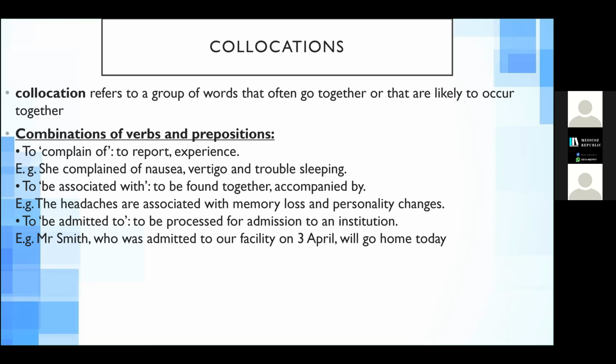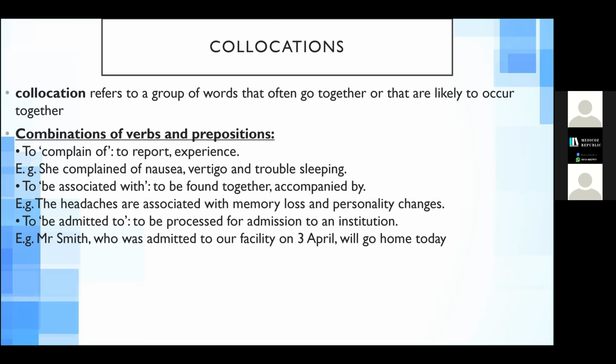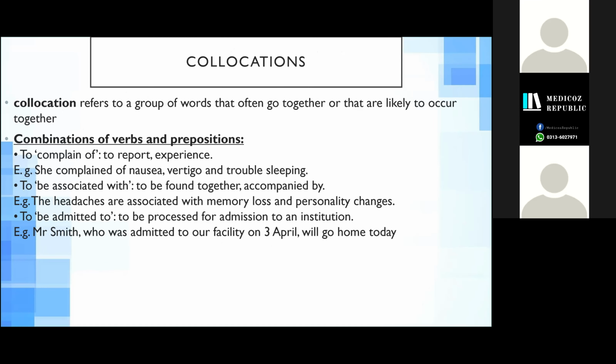The next one is to be admitted to. In English vocabulary, we use it to mean to be processed for admission to an institution. But admitted is the word that is used mainly for hospitals. We don't say that we were admitted to college or university, but we say that we were admitted to the hospital. Mr. Smith, who was admitted to our facility on 3rd April, will go home today. So it explains a collocation that is specifically for healthcare.